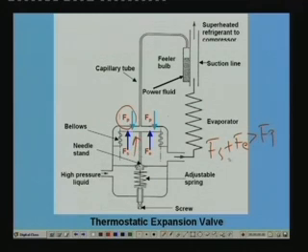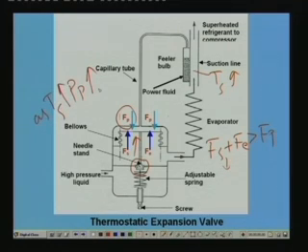Once this moves up, actually the spring force reduces and a new balance point is established, and at this new balance point the area available for refrigerant flow reduces because the needle has moved up. So once it moves up, the area available for the refrigerant to flow through the orifice reduces. Once the refrigerant flow rate reduces, the superheat increases. That means this temperature again increases. Once this temperature increases, the pressure in the power fluid Pp increases. So as Ts increases, Pp increases. Once Pp increases, Fp increases.